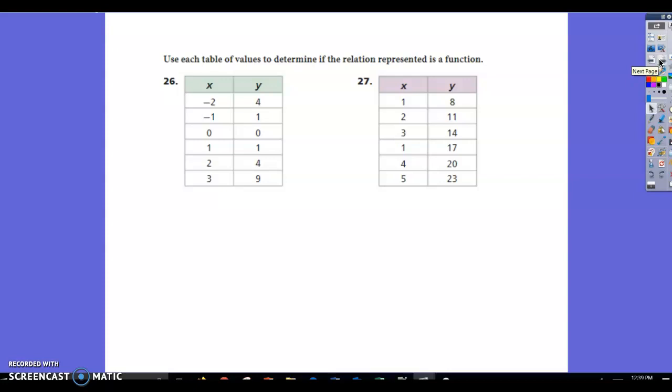All right, these say use the table of values to determine if the relation is a function. Again, function is a big deal, so you got to know the definition. So we know that all x's are unique. It is a function. So all we're going to do is look at the table, negative 2, negative 1, 0, 1, 2, 3. This one is a function because all the x's are unique, okay? This one has 1, 2, 3, 1, 4, 5. Because it has 1 twice, then this one is not a function.